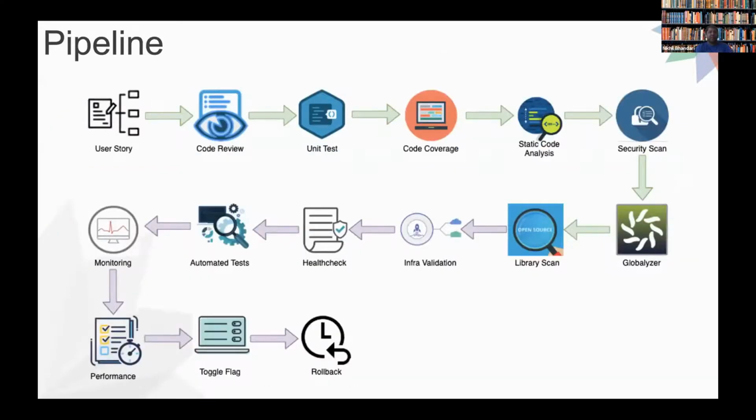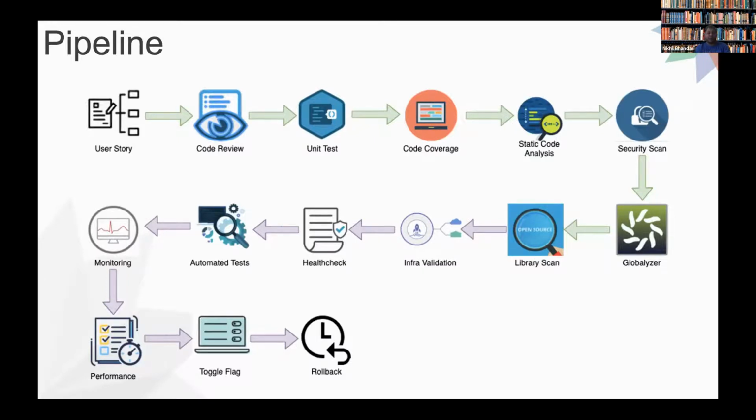Just an example, this is a pipeline that we have built in one of the projects. It starts with a user story. We use Jira, so you need to have a Jira story. The code review needs to happen. There are multiple tools that we used: unit testing, code coverage, static code analysis, a security scan. We used a globalizer tool for internationalization and localization. Then the open source libraries can be used, with JFrog and the X-ray tool there.